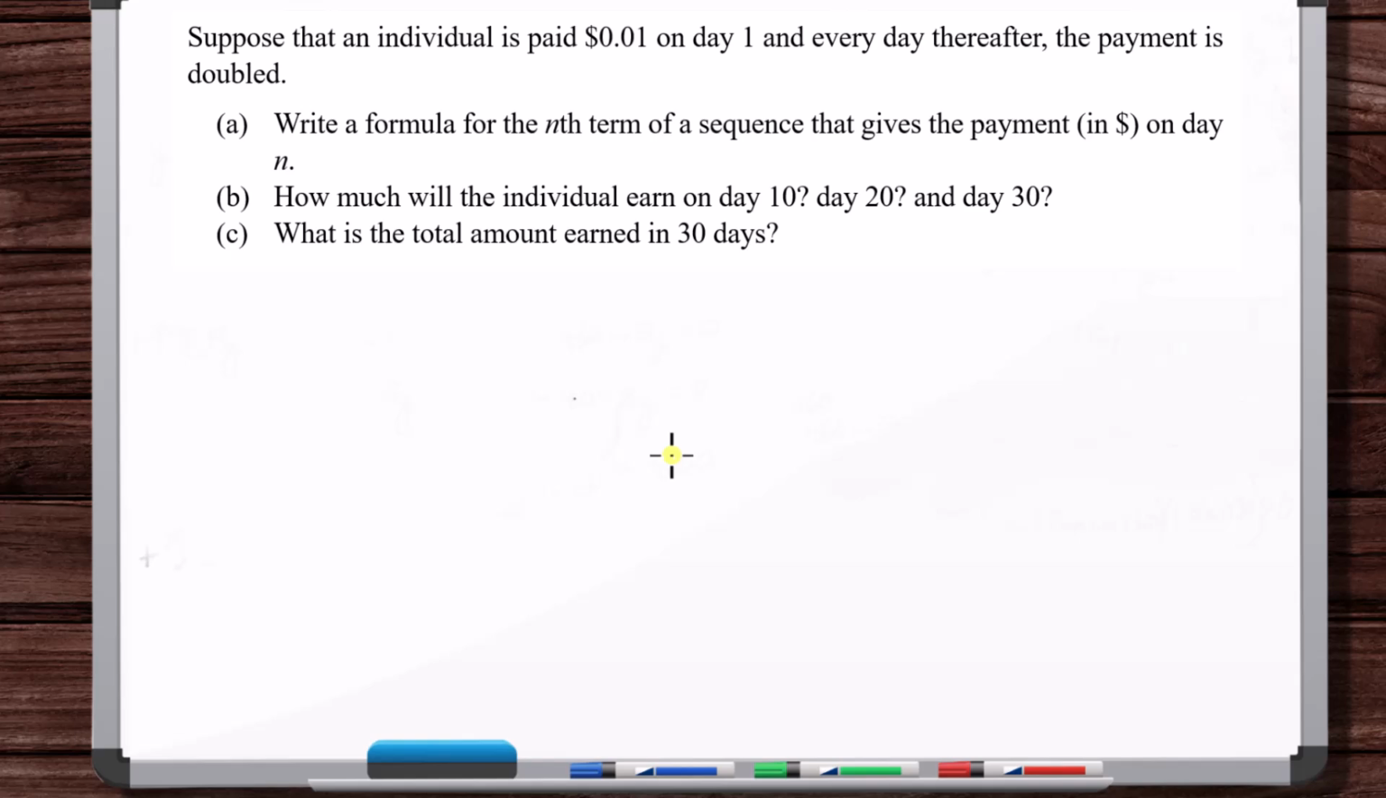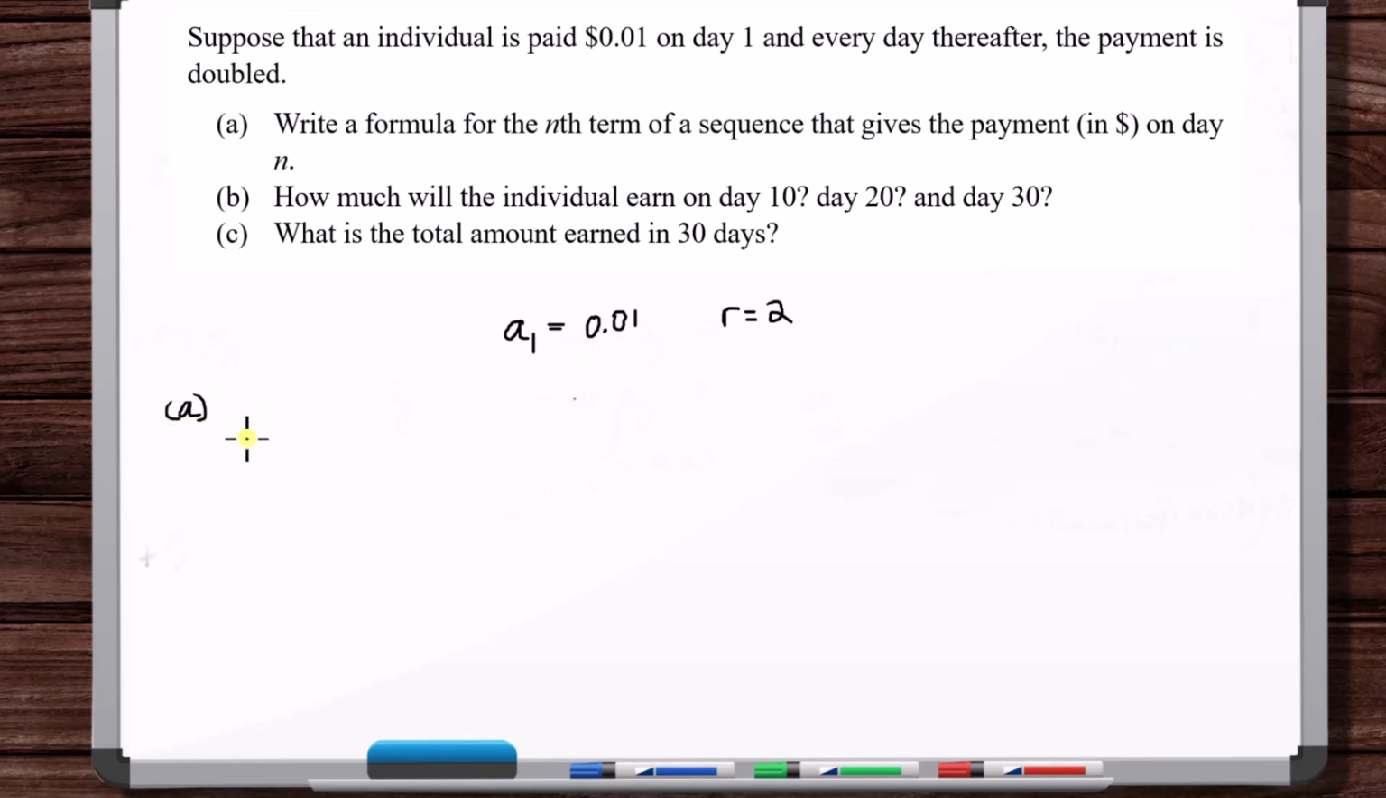Okay, last problem. Suppose that an individual is paid 1 cent on day 1, and every day thereafter the payment is doubled. Okay, so it sounds like on day 1, our a sub 1 is going to be 0.01. And then every day we're multiplying by 2. So unless we're given some other information, I think this is accurate.